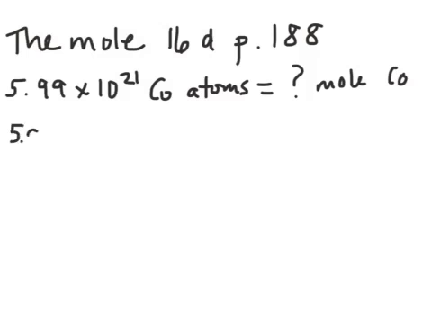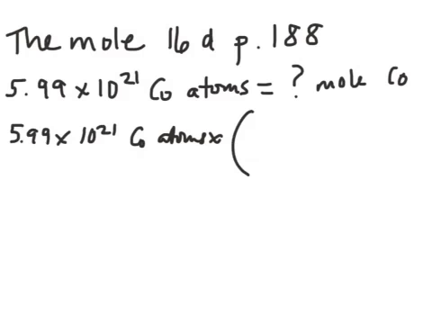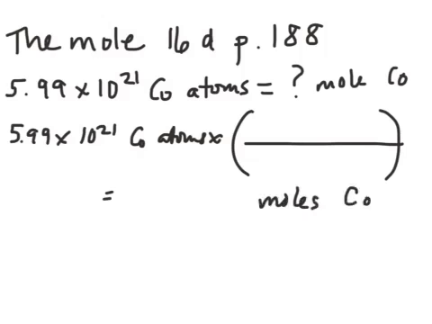Well, we write down what we're given. We want to get to moles of cobalt. Okay, I don't want atoms in my final answer. I'm going to put them on the bottom so that they cancel out. Bye-bye. I want moles in my final answer. Those are going to go on top. For every 1 mole, how many atoms do we have?